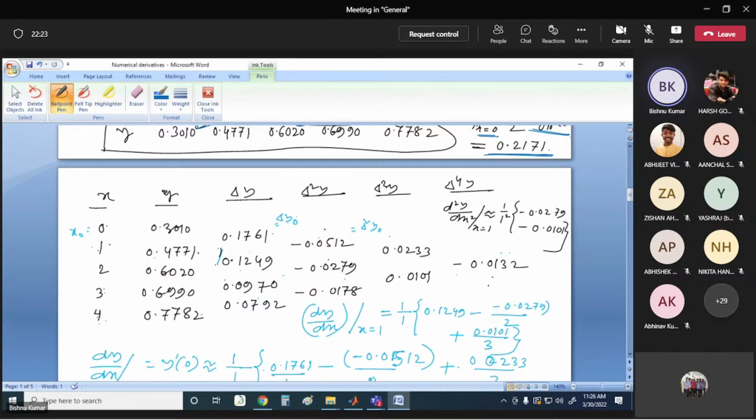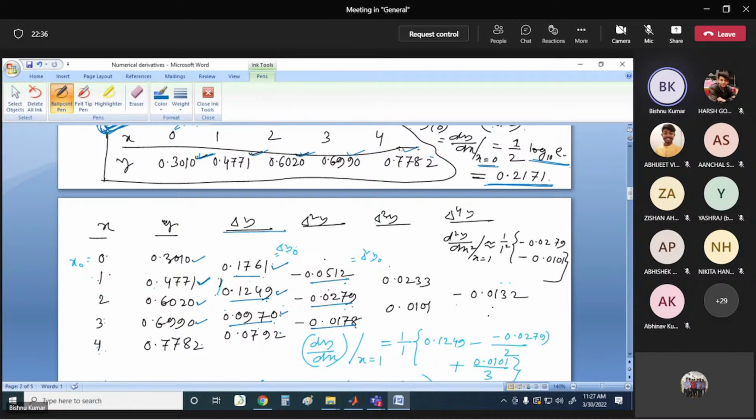After getting the first difference, with the help of the first difference column, you calculate the second difference. Subtract this from this, put here. Subtract this from this, put here. Subtract this from this, put here. So with the help of 5 points, up to the 4th difference you are able to calculate, isn't it? Again, subtract this from here, this value. Subtract this from here, this. Again, this from here, you will get this last difference. This is del y0. This is del square y0. This is del cube y0. This is del 4 y0.